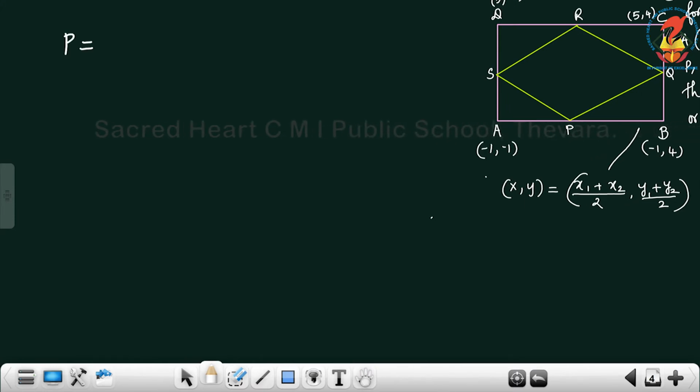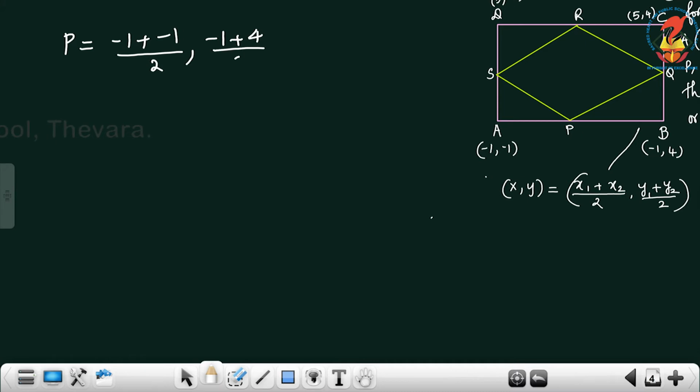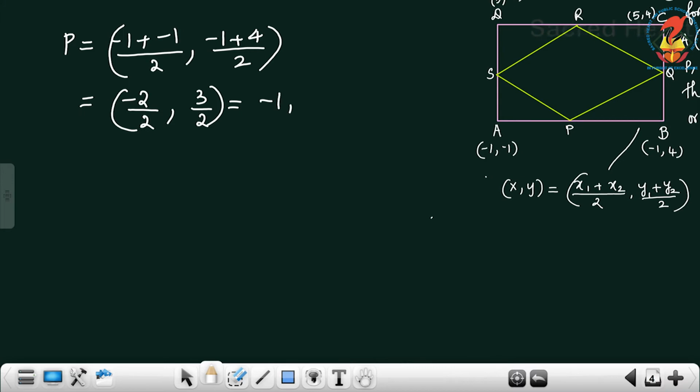So P will be -1 plus, what is the x coordinate of B? -1 by 2, -1 plus 4 by 2, -2 by 2, 3 by 2, which is equal to -1 and 3 by 2.